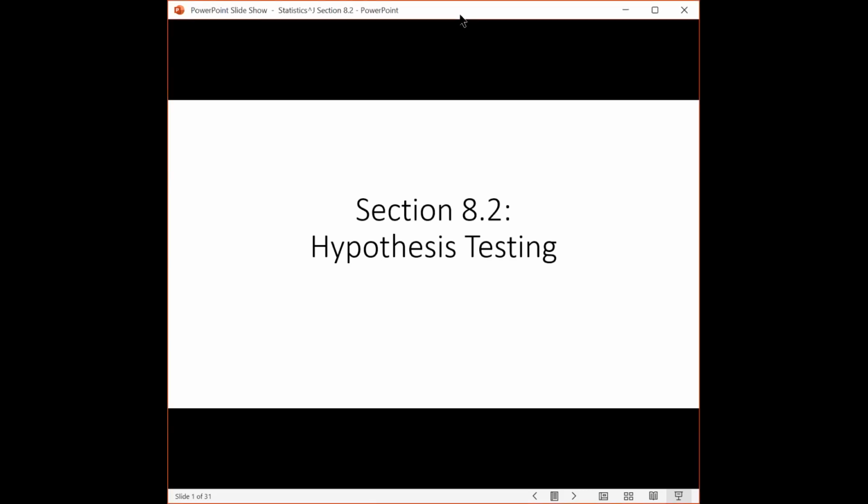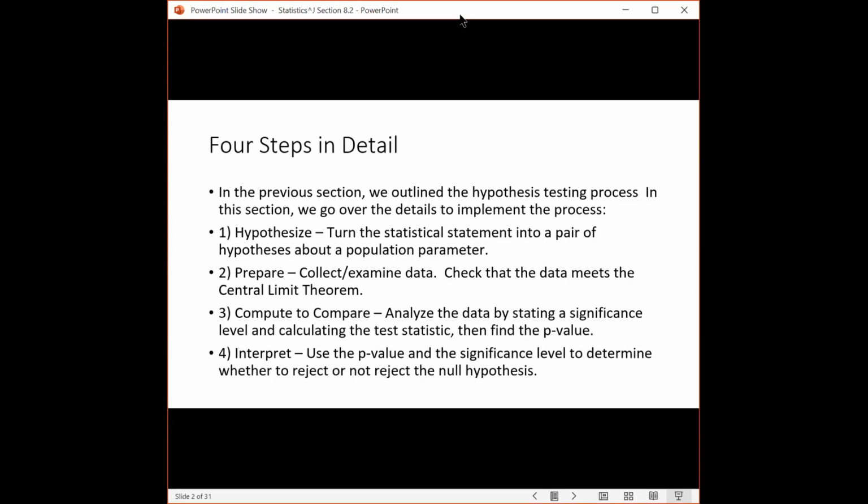Hello. In this video, we will cover section 8.2, which is on hypothesis testing. In the previous section, we outlined the hypothesis testing process. In this section, we will go over the process in more detail so that you can actually implement it.